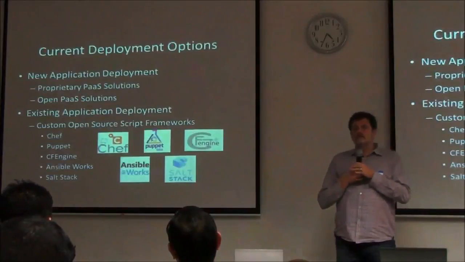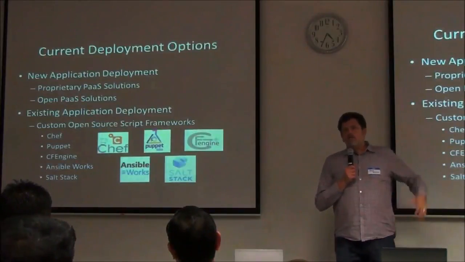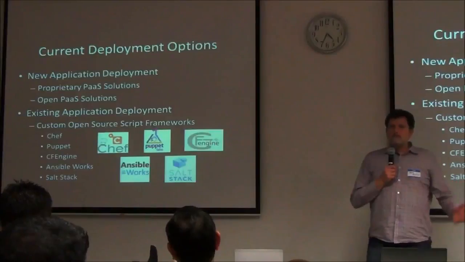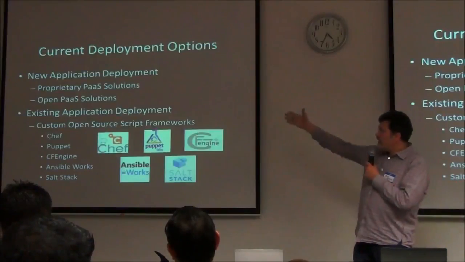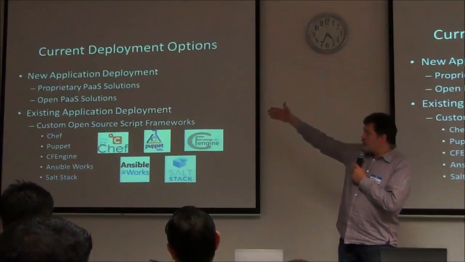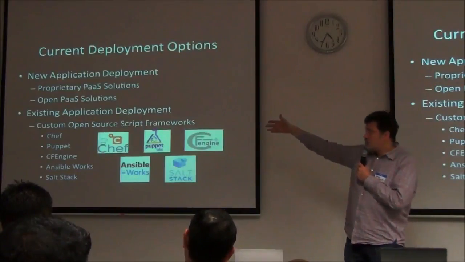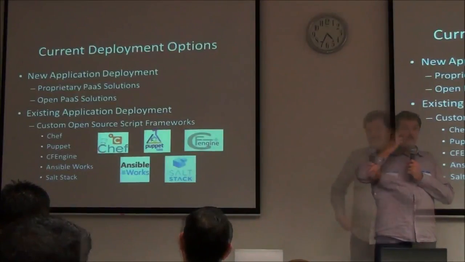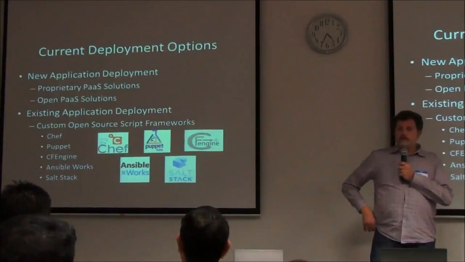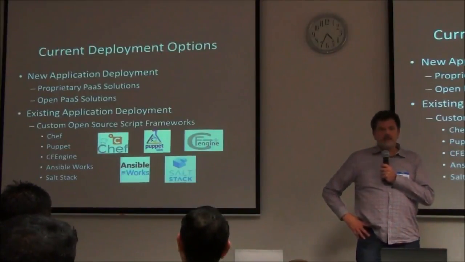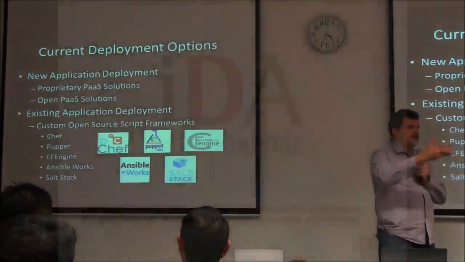But most companies can't do that. So like I said, if you have a new application, you can go build it on a proprietary PaaS solution, like I mentioned, or if you want to try to run your own. If you have an existing application and you want to deploy it, how are you going to do that? How are you going to automate the deployment of an existing application?